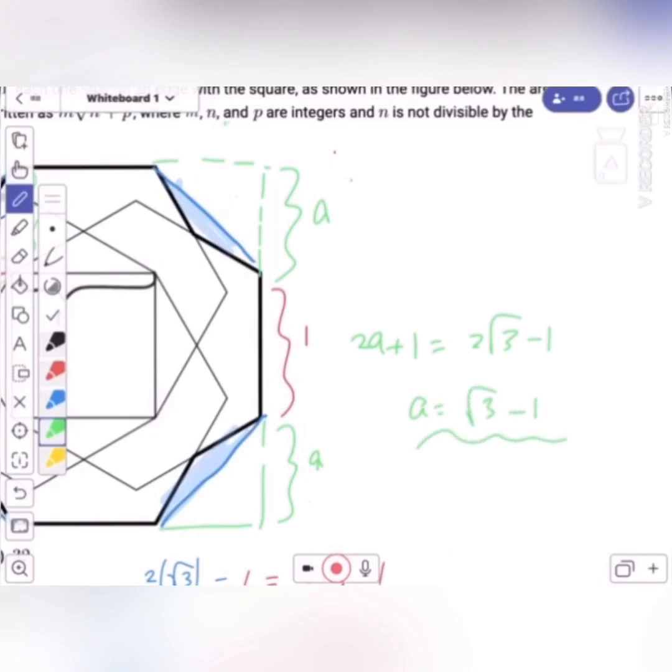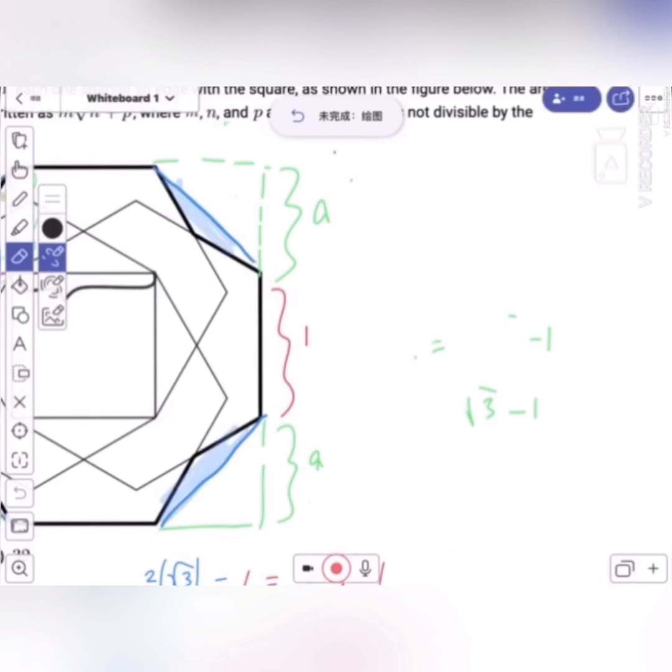This is the length of A. Now we have the length of A. Now we also have 2A, right? So therefore, we can just find the square, the entire square minus 4 times the area of the isosceles right triangles in the 4 corners. And that will give us the total area of the octagon.